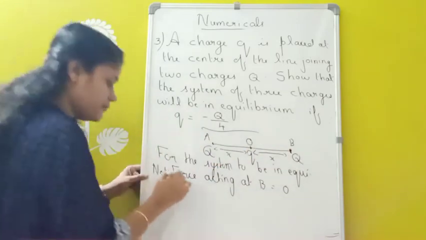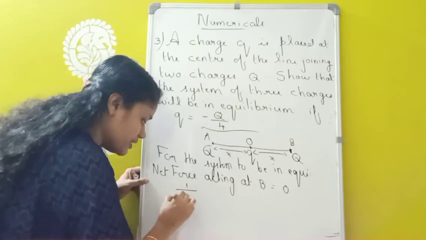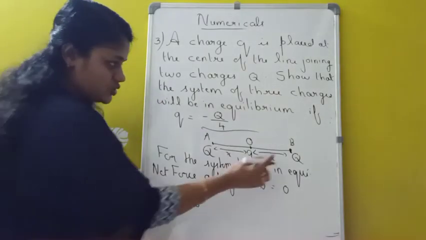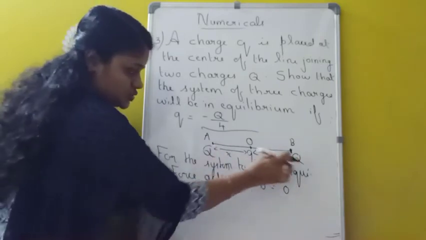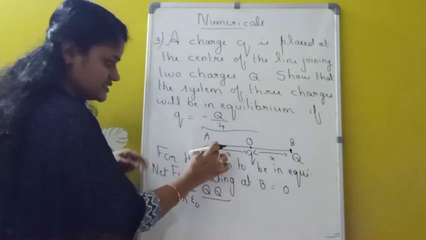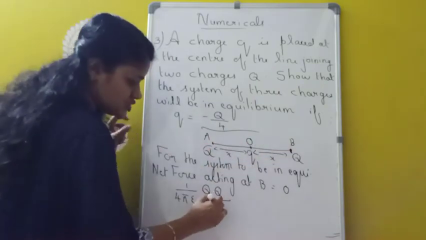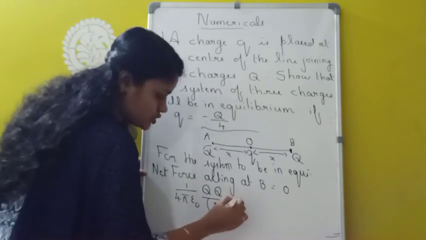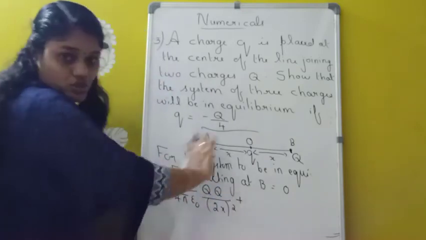First of all, I am writing the force acting on this capital Q due to this q charge. What is the formula? Coulomb's law only: 1 by 4 pi epsilon 0, product of the charges, Q into Q, divided by the distance, x plus x, so 2x, the whole square. We are adding, the total force we are adding.